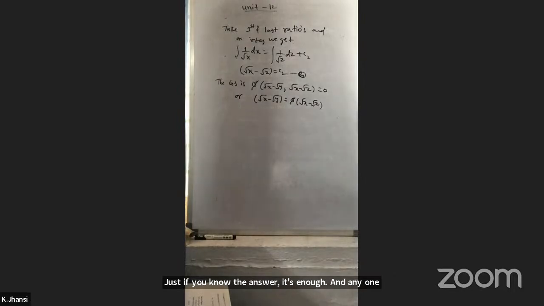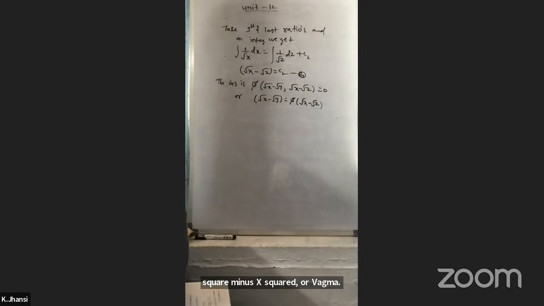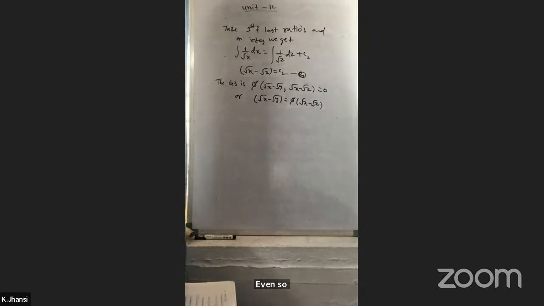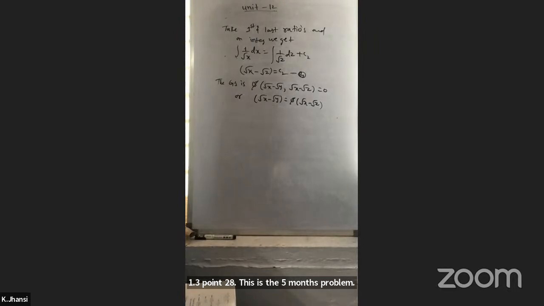Page number 14. Integration of 1 by root of a square minus x square is there, no? So in page number 16 also you have them. Even 17 also. The formulas are important. Next, page number 19, 1.3.28. This is a 5 marks problem. Next to 29 also, next page, page number 20, 1.3.29.